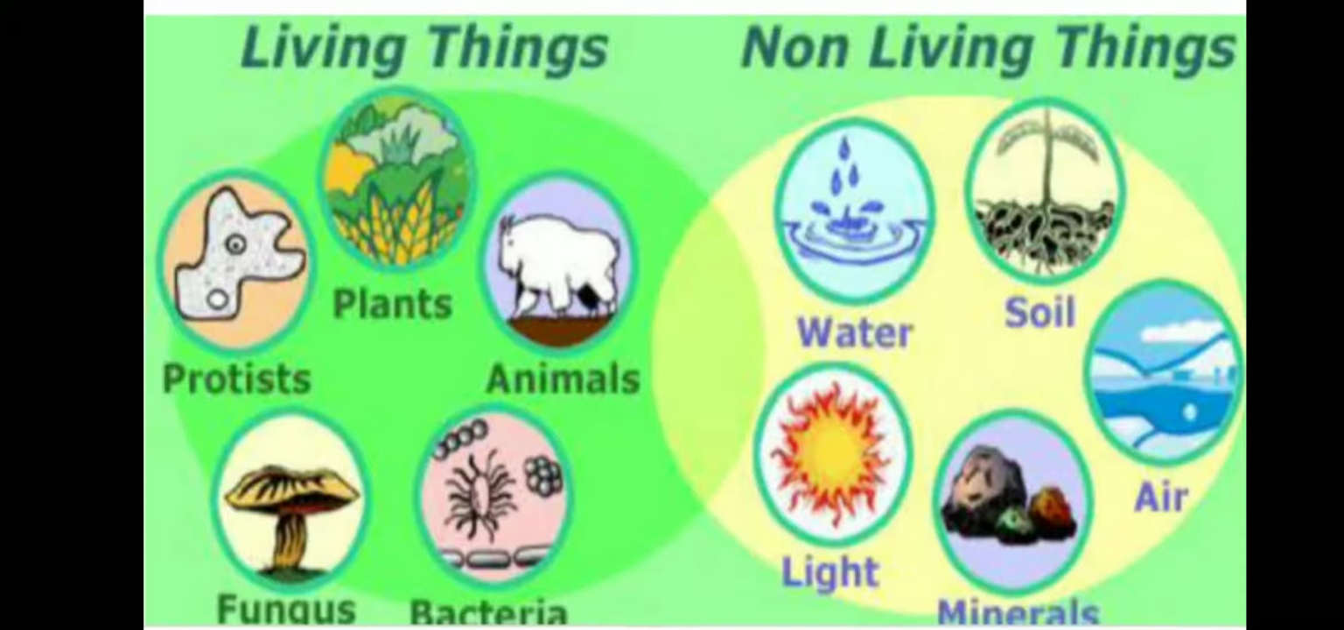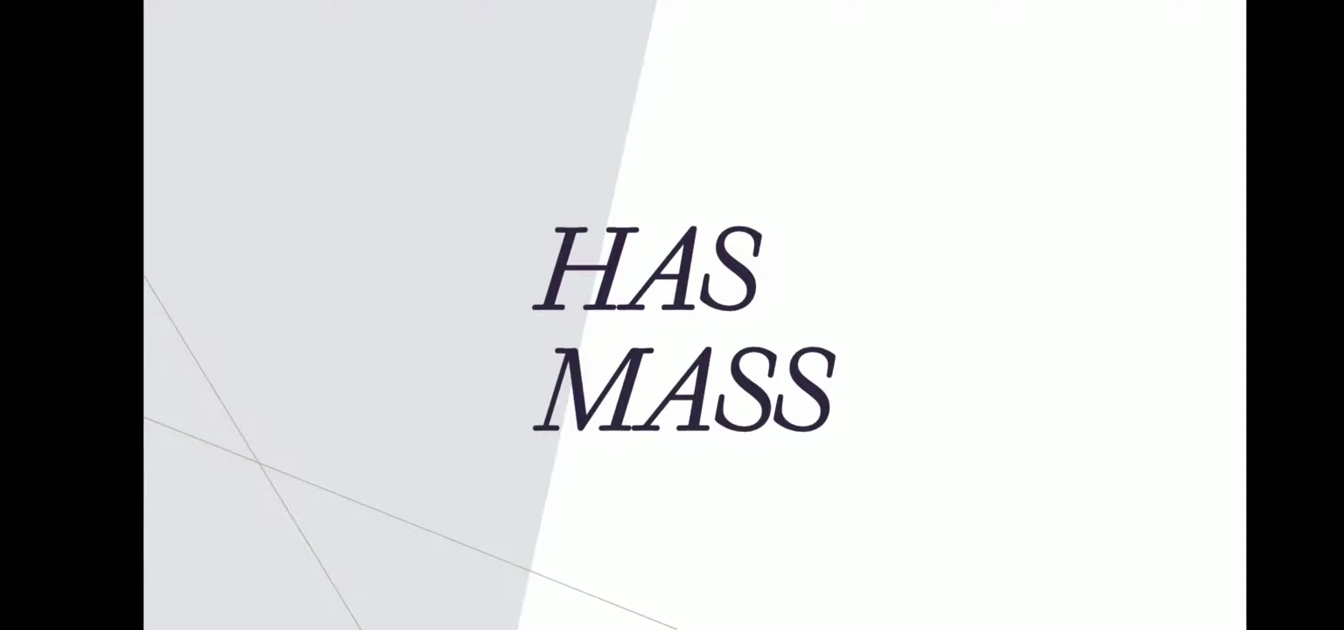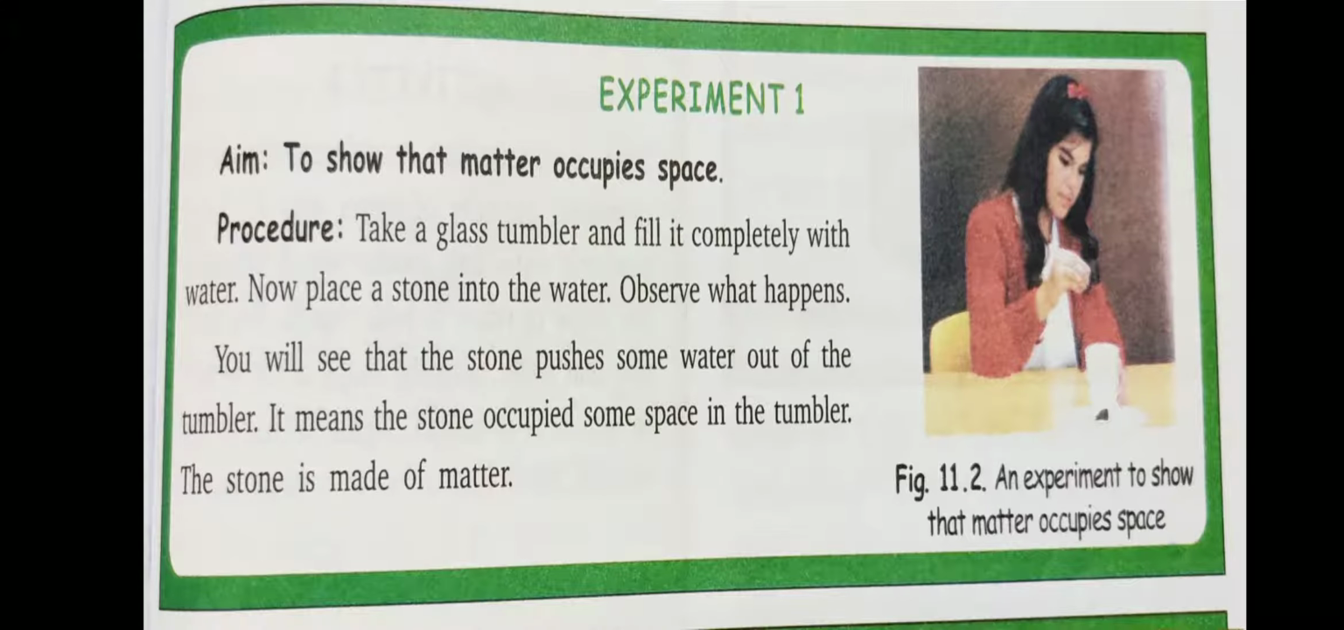Now we know that matter has two basic properties. The first one being matter occupies space, and the second property, matter has mass. Let us confirm these properties of matter by few experiments. Let us see experiment number 1.